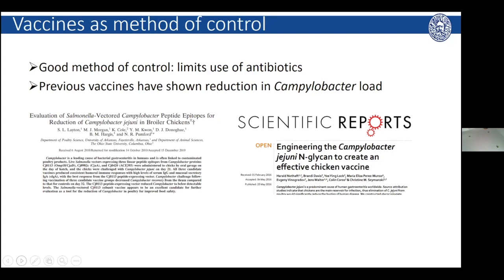So vaccines are a well-known strategy to control infection, and they have been found to reduce levels of Campylobacter within chicken guts. So they can be effective against Campylobacter. However, due to the diversity of Campylobacter, it's difficult to find a vaccine that is cross-protective against different infective strains.